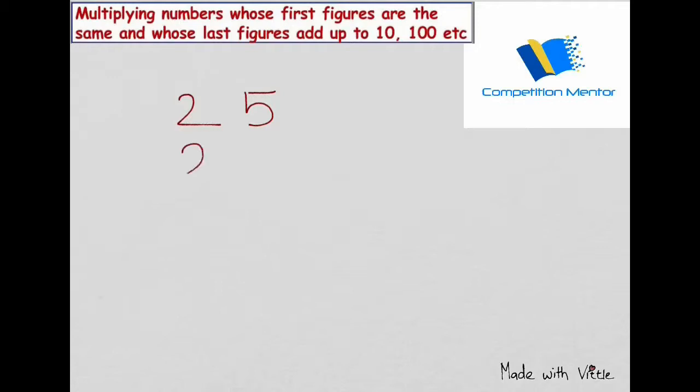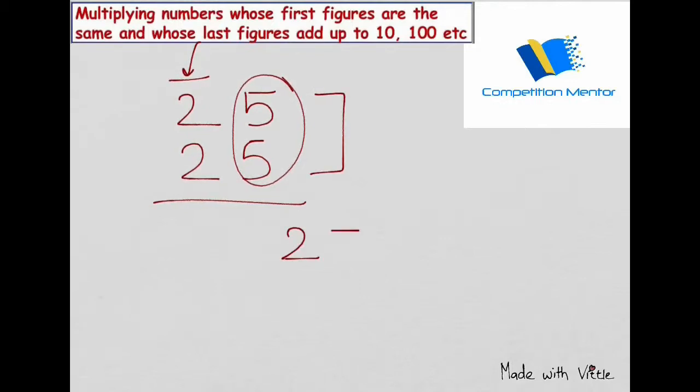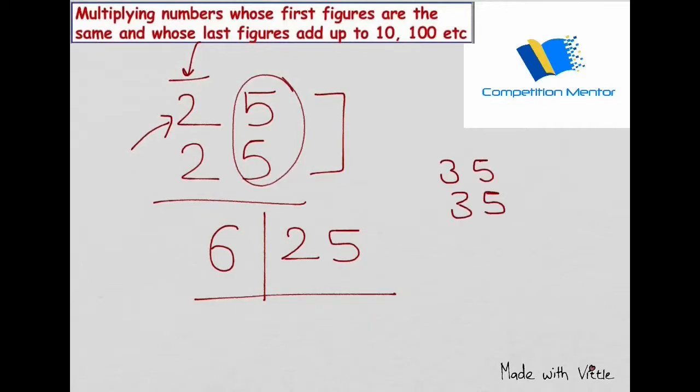What about 25 into 25? You know that these have the same first numbers, and this you will do as 25, and 3 into 2 you will do for this, which is 6. So numbers ending with 5, you have to multiply in the same way, like 35 into 35: you do 25, and 4 into 3, 12. You know this from before.